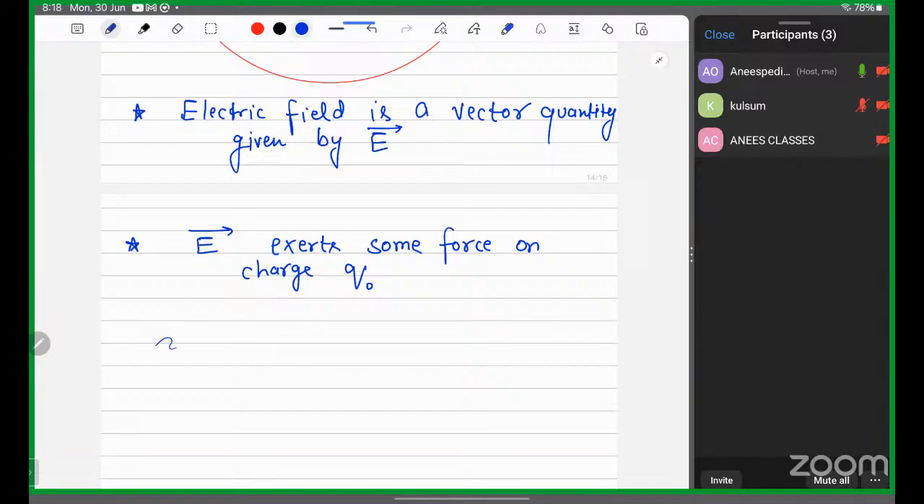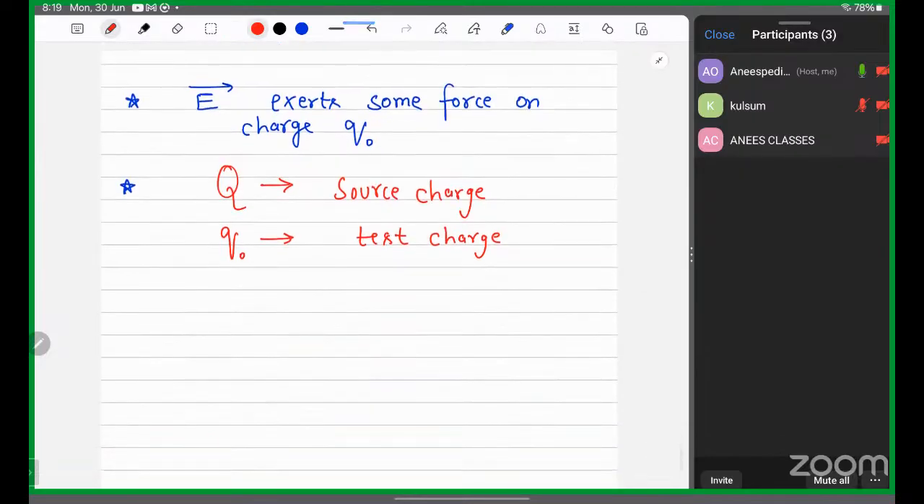Okay, in the discussion of electric field, we have two charges. First one is capital Q and the second one is Q naught. So in this case, capital Q is the charge for which we are going to define electric field. So this charge is known as source charge. Capital Q is source charge. And then we have another charge Q naught. Q naught is a charge which we are using to experience the electric field due to charge capital Q. So in this topic, Q naught is known as test charge. And there are certain characteristic properties of a test charge.